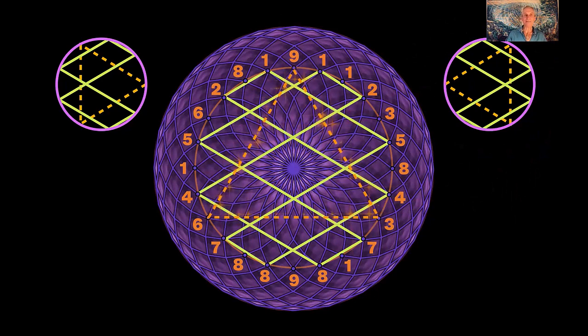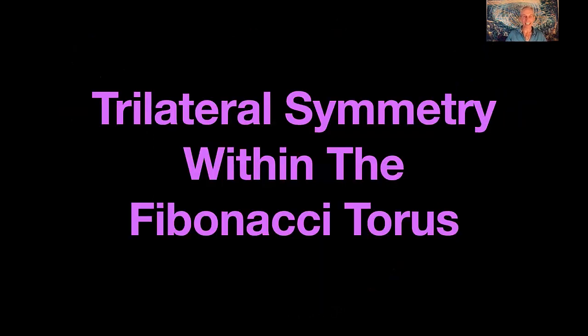Here we have the 3, 6, and 9 shown, and there are two number groups of the 3, 6, and 9 found within the Fibonacci torus, and they make something really recognizable, the Star of David. Okay, pretty cool, right? Well, it gets better, because there's trilateral symmetry within the Fibonacci torus. Oh my goodness.